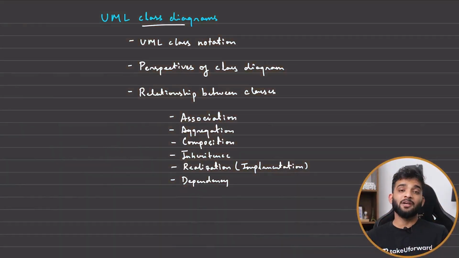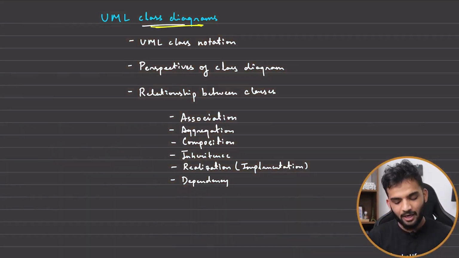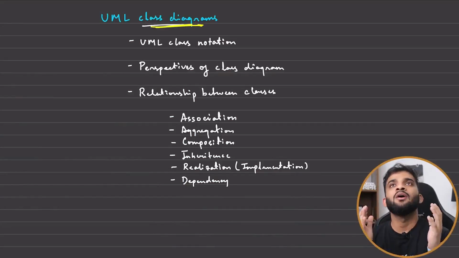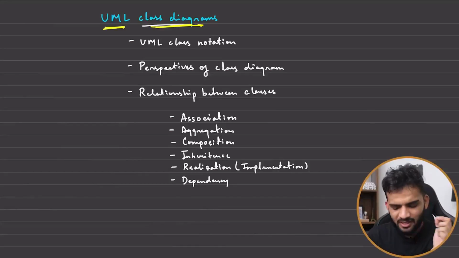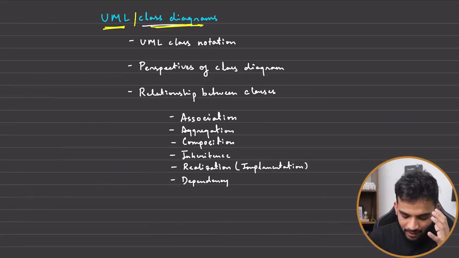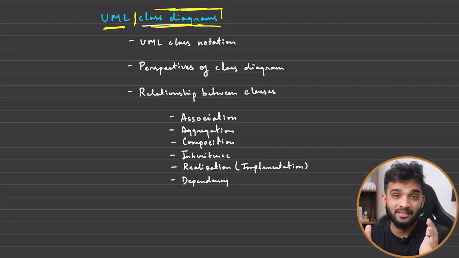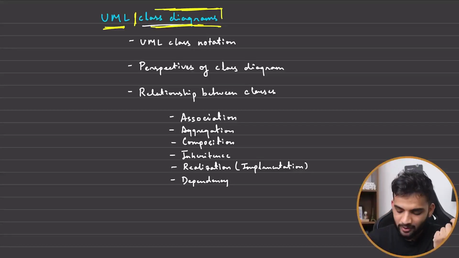So the topic for this particular video will be class diagrams. And if you remember, in our last video, we discussed 14 different types of UML diagrams. And I explicitly told you that the class diagram is going to be extremely important when it comes to low-level design interviews. Now you might have a question: why do we need class diagrams?